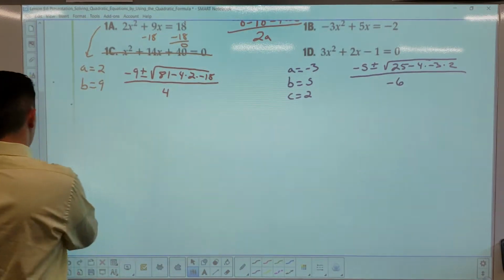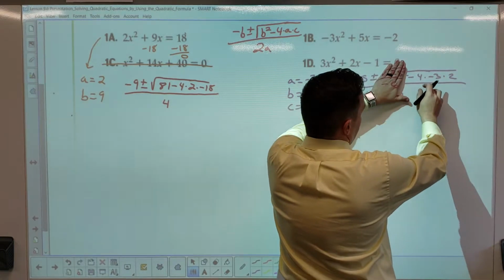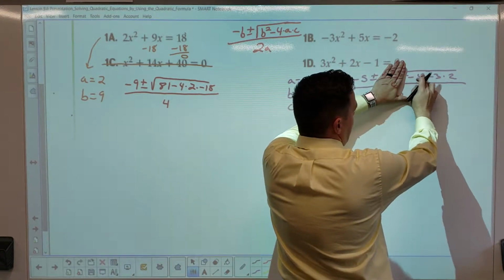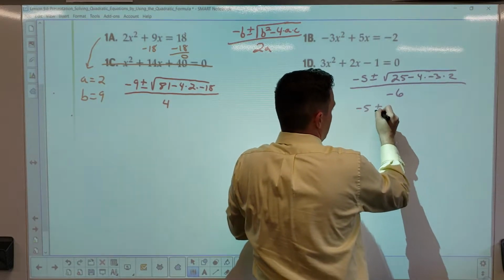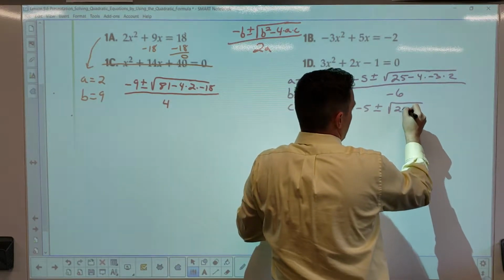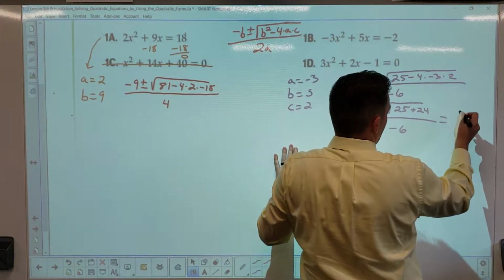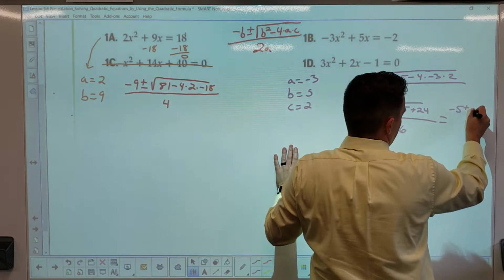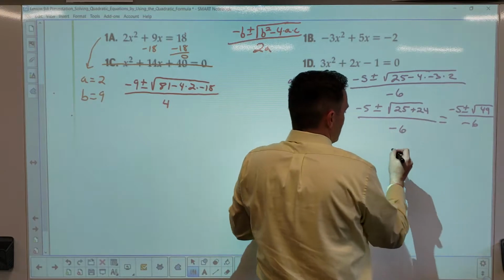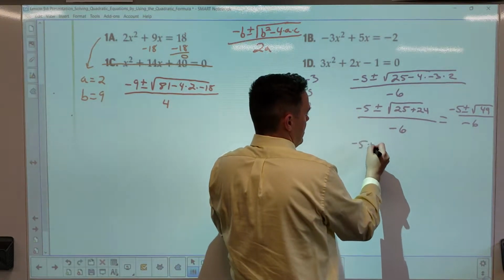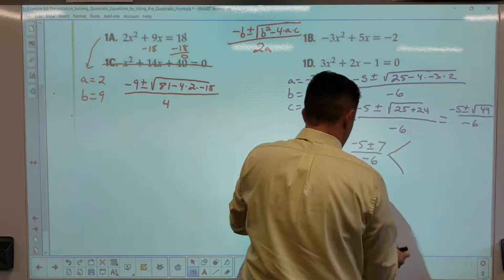You do the setup. Oh, let me get my equation back. Multiply it out. 4 times 3 is 12. Negative and a negative is positive. Plus 2 is 24. So it's negative 5 plus or minus the square root of 25 plus 24, all over negative 6, which is negative 5 plus or minus the square root of 49 over negative 6. Solve it one last time to 7. And then, ladies and gentlemen, splinter it off.